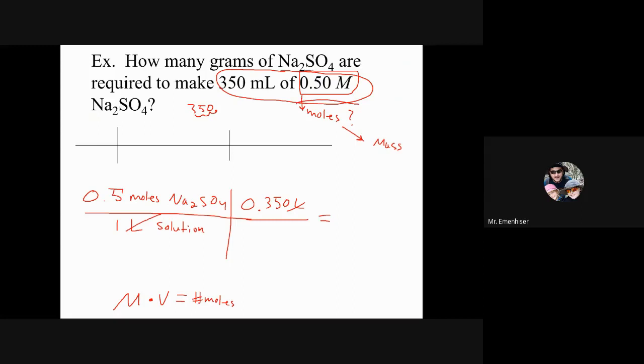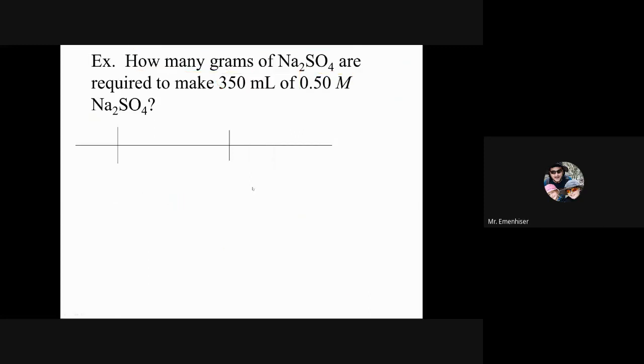Once I have moles, I multiply by the molar mass to figure out the mass of that stuff. Right? If I have 1 mole of that stuff, it would be equal to the molar mass. So I would multiply the number of moles of this stuff by the molar mass of the substance to get the mass of the stuff. And that's what we want. We want how many grams of sodium sulfate are required.